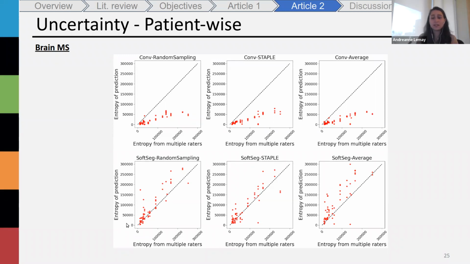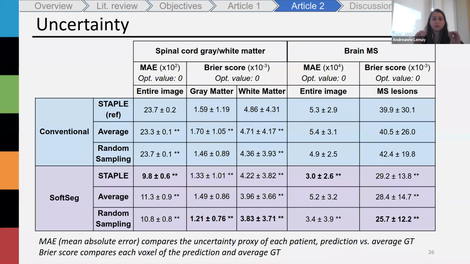So here, what we can see is that our SoftSeg models represented maybe a little bit more truthfully the uncertainty on a patient-wise level of the inter-rater disagreement compared to the conventional. However, when we look at the label fusion methods, there is no clear consensus on which one would be the best.